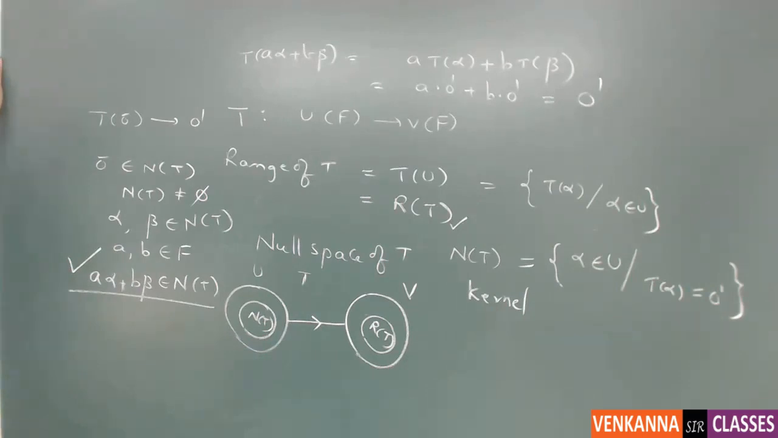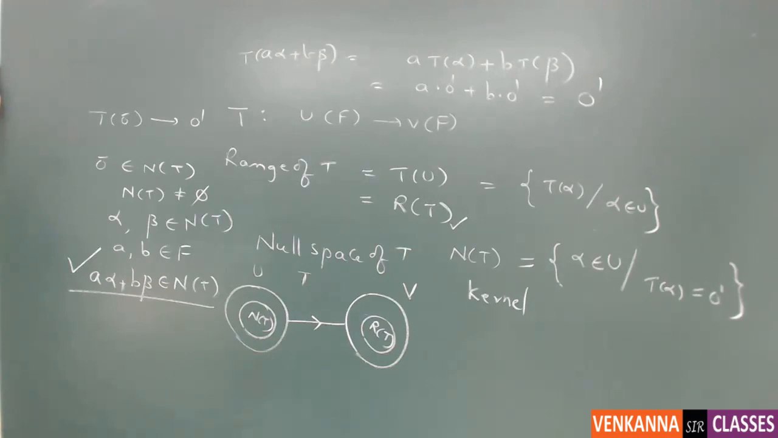Do you have any queries with regard to this? Null space, range, and how they become subspaces? Please tell. If you have any queries, you can ask. Otherwise, I take the others.